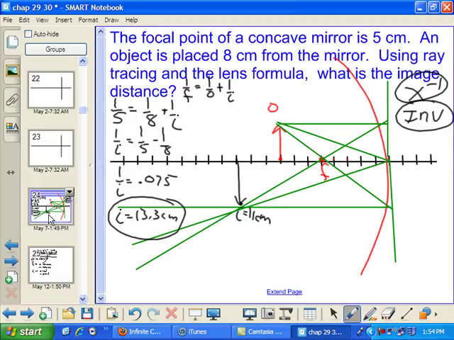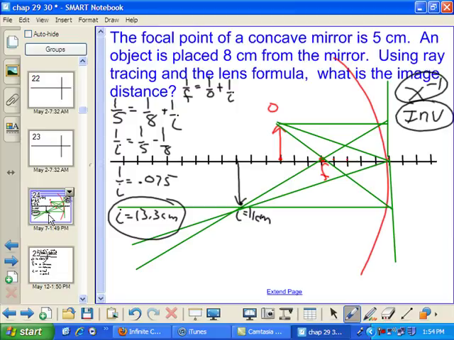Now I got about 12 and a half. Anybody get a 13? Anybody get 12 something? 14 something? 18? That's a little off, just a little bit.